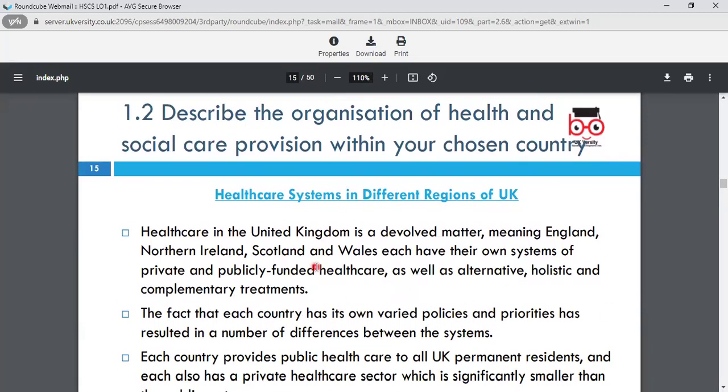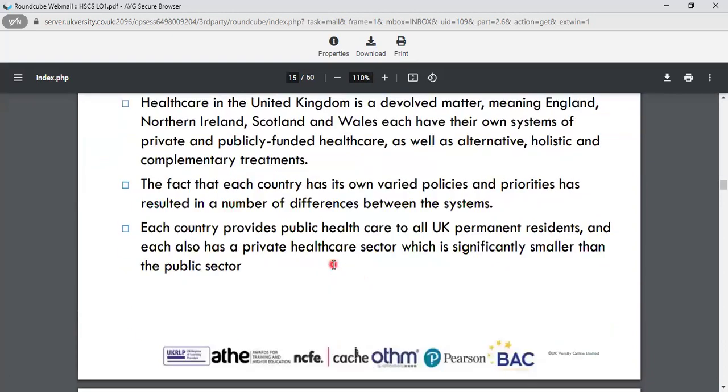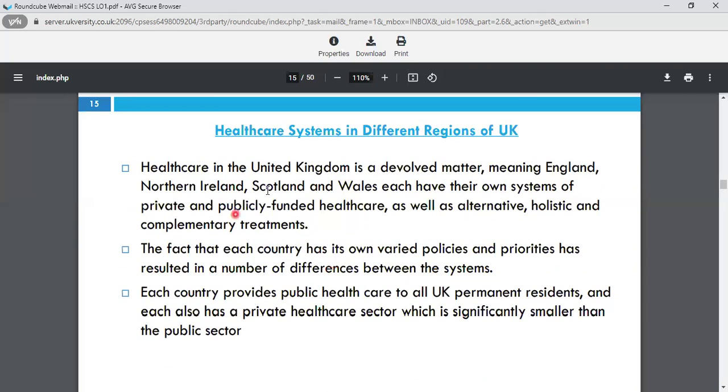Then describing the organization of healthcare and social care provision. Healthcare systems in different regions of England work in different ways. Healthcare in the UK is a devolved matter. A devolved matter means England, Northern Ireland, Scotland, and Wales each have their own systems of private and publicly funded healthcare, and there are alternative, holistic, and complementary treatments also. So there's not one system that's working. These systems work separately and independently.